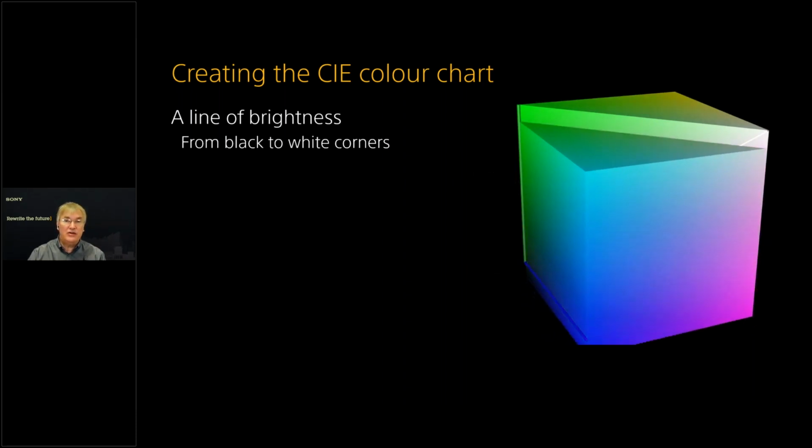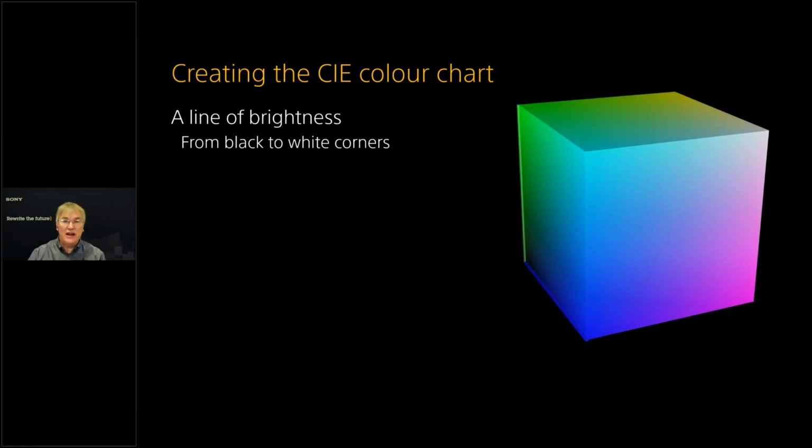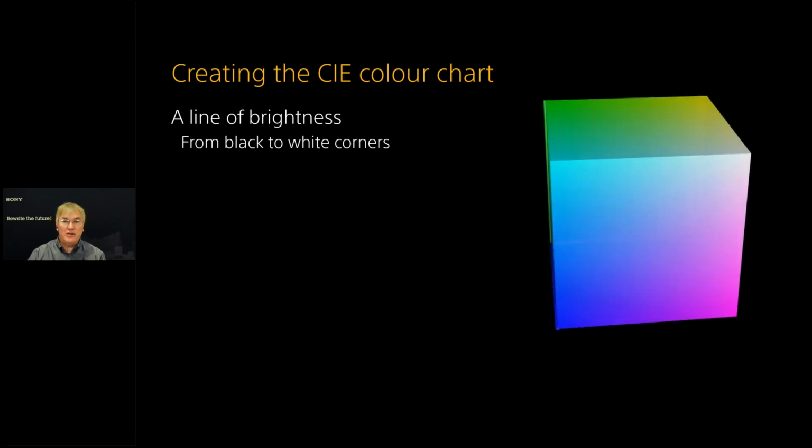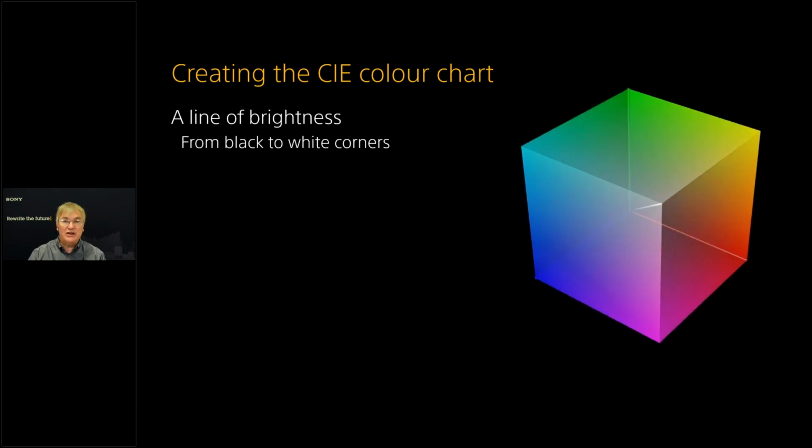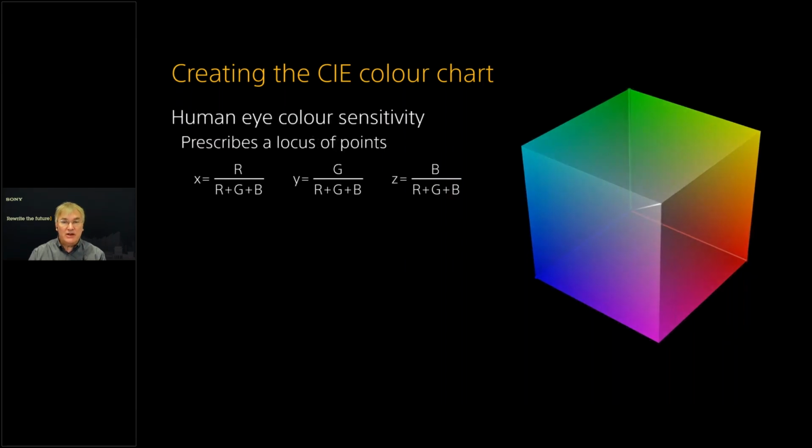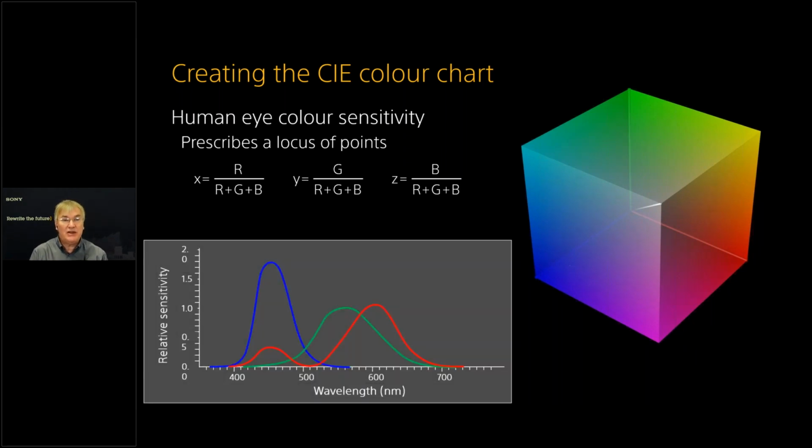And now what I'm going to do is to turn this cube round slightly and make it a little bit transparent so that we can see through it. And you can see that brightness line going from the black corner at the back to the white corner at the front. Now I'm going to use a little bit of mathematics. Don't worry, the mathematics doesn't get any more complicated than this. And reverting back to the diagram that I showed you earlier from the early experiments back in 1931 of the sensitivity of the human eye.